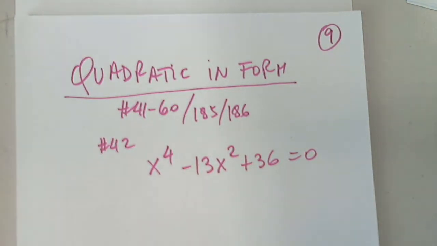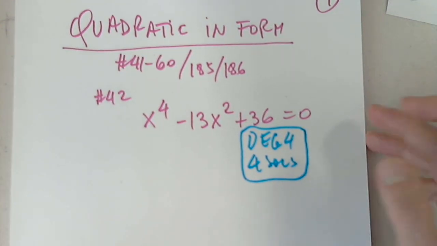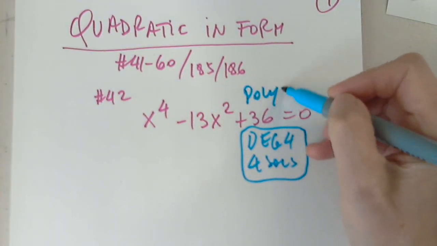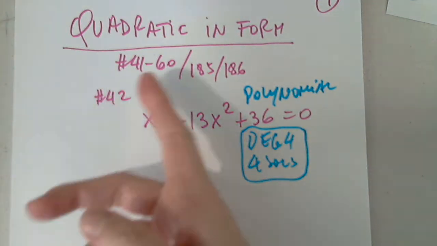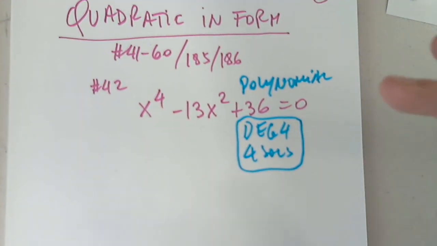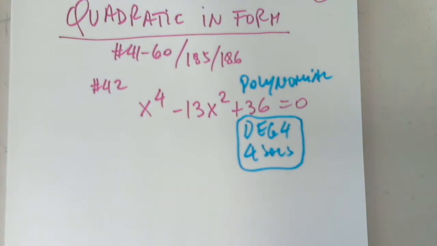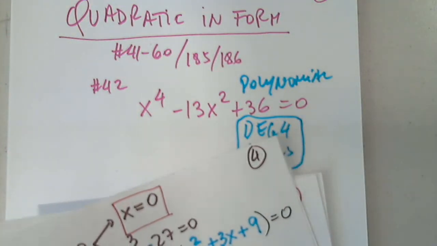Like before, it's established from the very beginning: what is the degree? 4. Very good. Which means how many solutions? 4. And now you're going to say, what are you talking about, quadratic in form? This is a polynomial. It's a polynomial equation, degree 4, 4 solutions. What are you talking about? True. It is also a polynomial equation. But this is a polynomial equation that can be changed into a quadratic. The one that we started with when we looked at polynomial equations, we could never have changed into a quadratic.